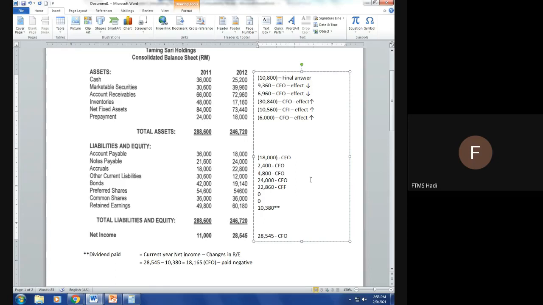But for this one, account payable, the effect also decreases because they pay off some of the loans. Notes payable is the same thing. Effect increase because they add more loans. Accruals also effect increase as well. So this one is in liabilities. Bonds.